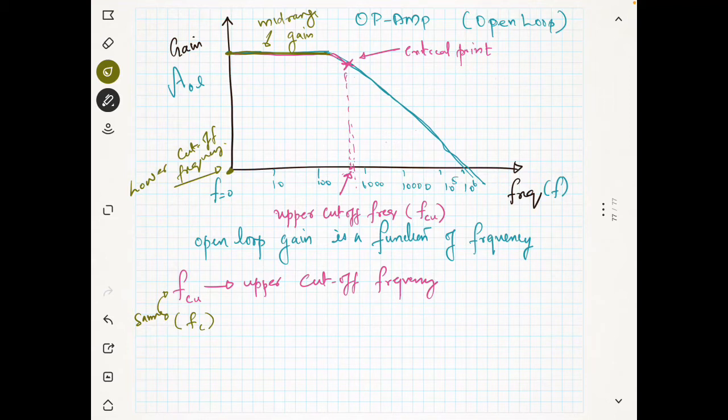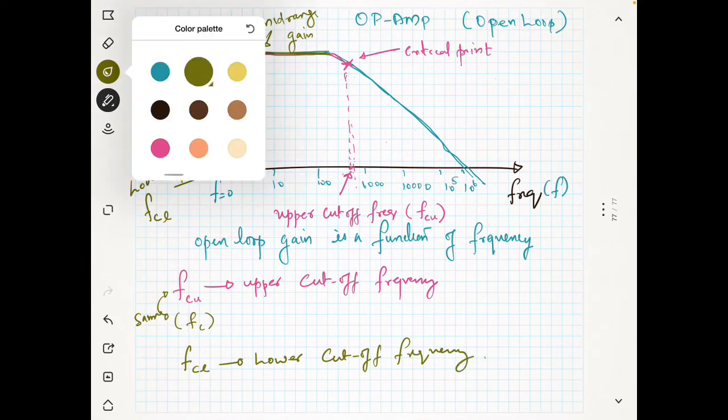Okay, but in this case, in the natural response of the amplifier op amp, actually it will be like this. Now this frequency we will call F lower cutoff, FCL. Here FC stands for cutoff and L stands for lower, and here you see FC for cutoff and U for upper. So we have FCL, the lower cutoff frequency.